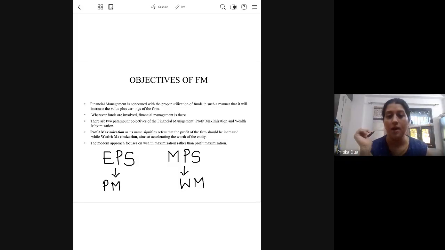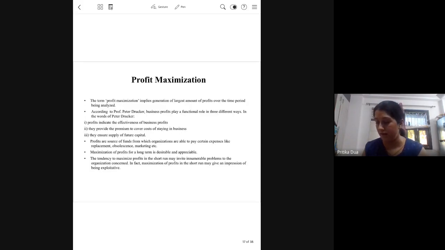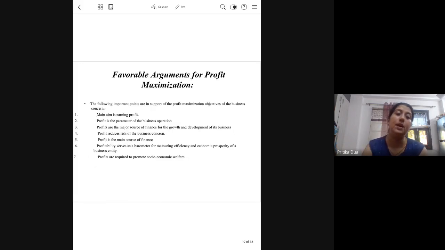Maximization objective with the wealth maximization objective. Now, we discussed the profit maximization objective in detail, with the meaning of profit maximization, and then we discussed the merits and demerits of profit maximization. The demerits, or the criticism of profit maximization as an objective, basically lay the foundation for choosing wealth maximization as the main objective of financial management.